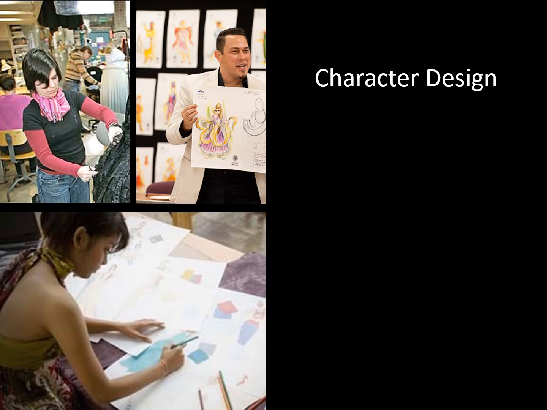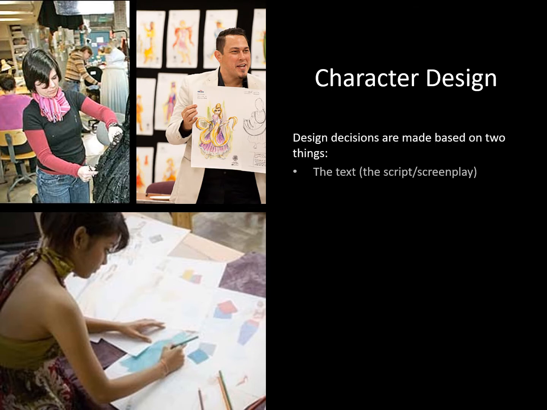So how do I design the characters? Well, character design is based on two things. The text. So what's written, or it can be a screenplay, it can be a script, it can also be a piece of music if you're designing for dance. And the style and the vision of the production, and that's the brief. And you have to fit within these things.